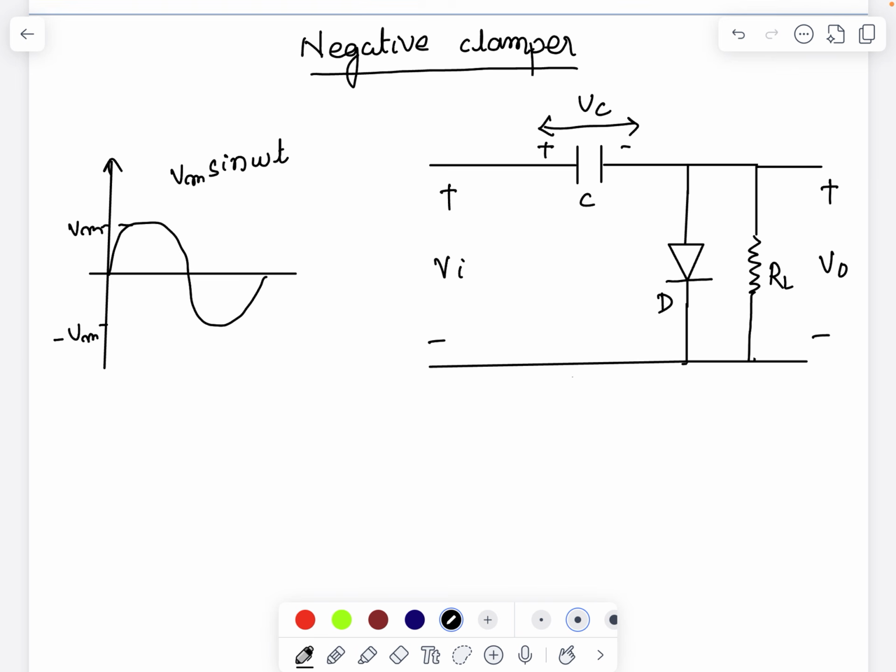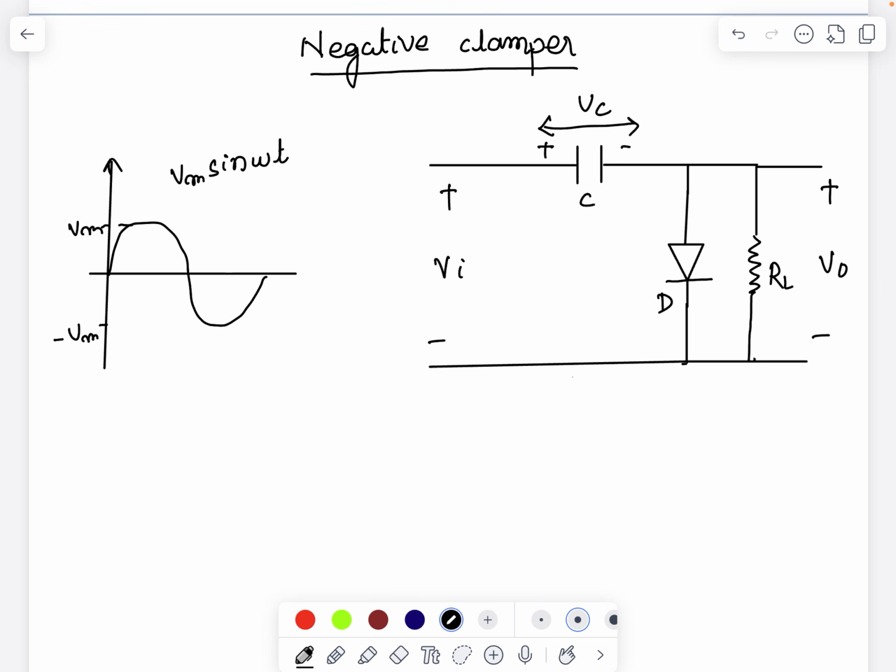So today we'll discuss the negative clamper. In the previous lecture, I already discussed the positive clamper. Now I'm going to discuss the negative clamper. In a negative clamper, the input waveform is shifted downwards, or shifted towards the negative axis.